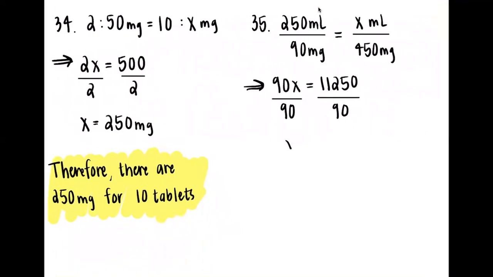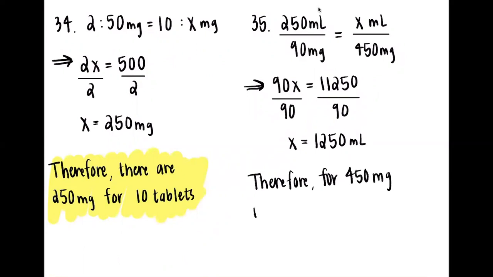Now if we divide by 90, we can see that 90 divided by 90 gives us just x. And if we look at the division on the right hand side, we end up getting just 1,250. And remember, we were talking about milliliters. So therefore, for 450 milligrams, we need 1,250 mLs.